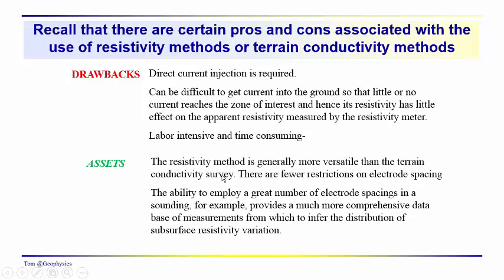You can put as many electrodes in as you want, and you can get a lot more detail, a more detailed view of subsurface resistivity, conductivity, variations. So this is probably the primary benefit, getting a more comprehensive data set, getting a more detailed view of subsurface resistivity variations in the zone of interest, the problem that you happen to be dealing with.